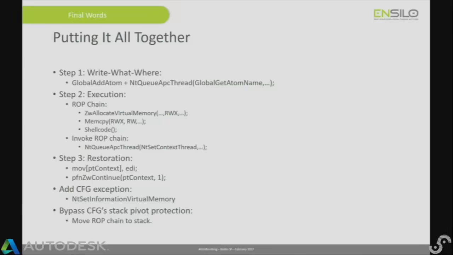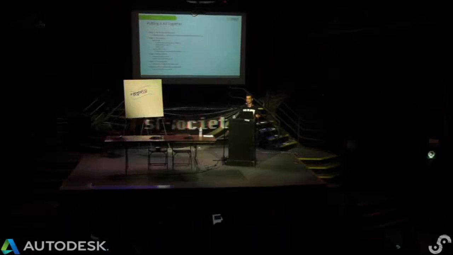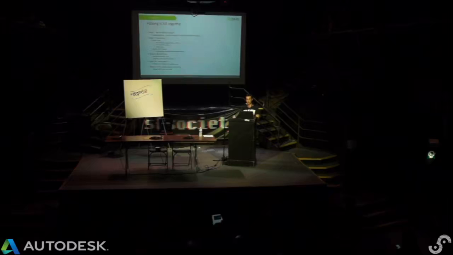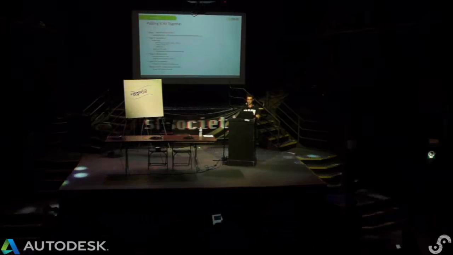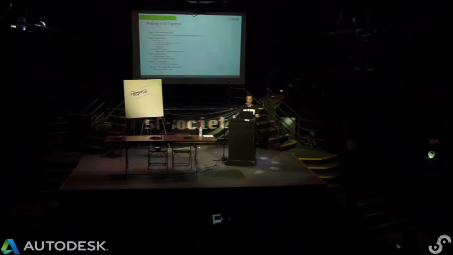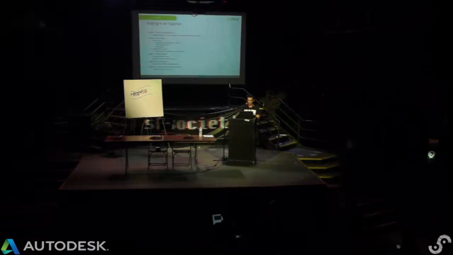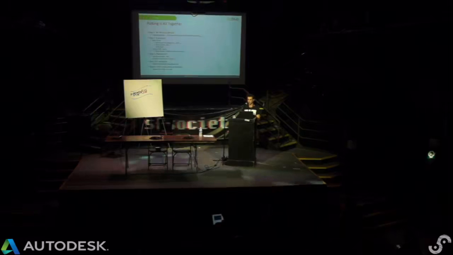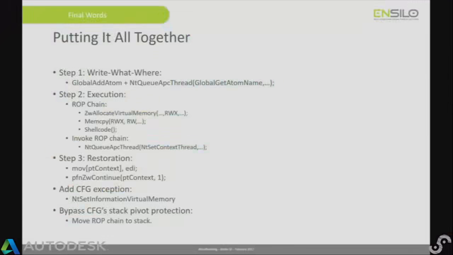Then step number two is execution. We used a little return-oriented programming to allocate some executable memory, then copy the shellcode that we wrote to read-write memory to the newly executable memory, and finally we executed our shellcode. In order to invoke the ROP chain, we used NtQueueApcThread again, this time passing it a pointer to NtSetContextThread, which diverts the execution to the little return-oriented programming, and which eventually leads to the execution of the shellcode.